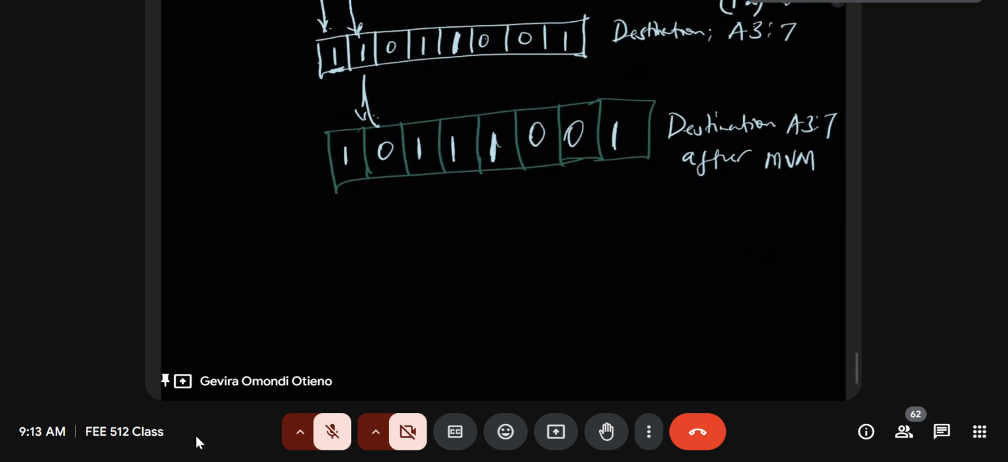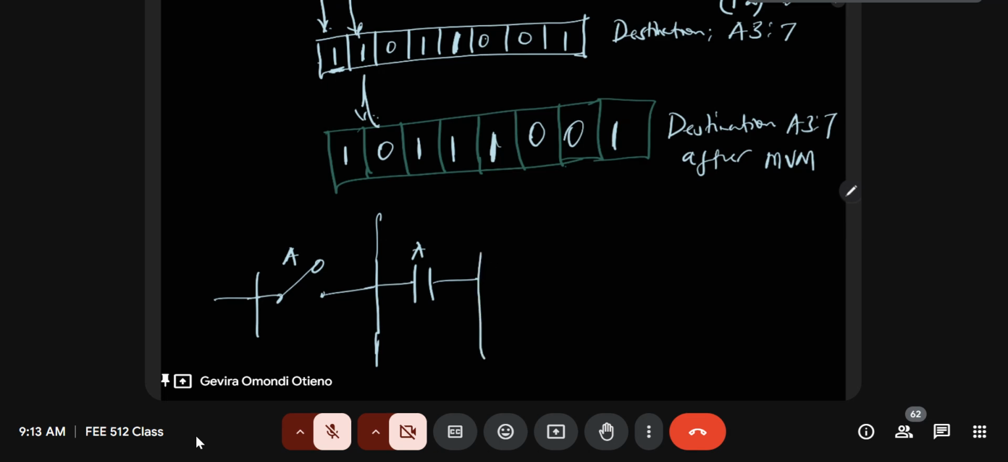So how do we implement this in PLCs? Again, it's a very simple illustration, just like we do with the others, where you have your ladder diagram like this. Let me call this switch A. This is a block for the move. This is how the move operation works. Remember, you have to write MVM and state what that is: masked move.